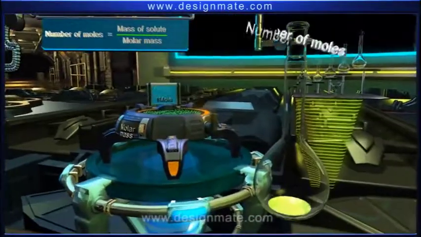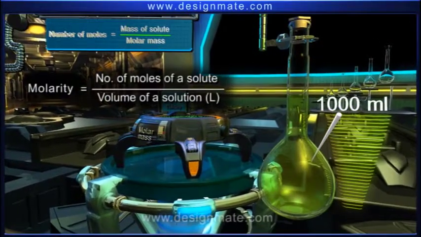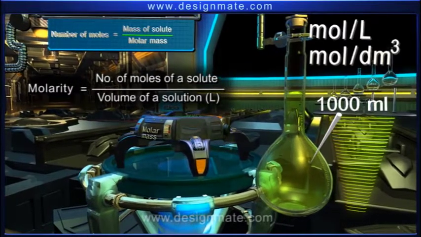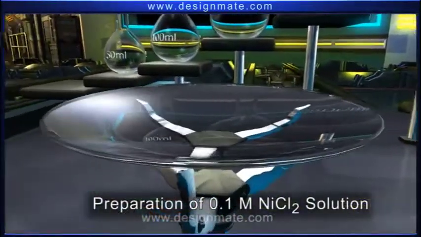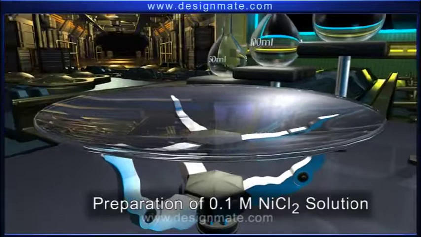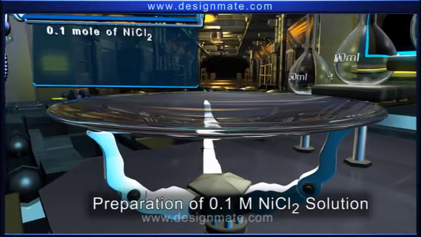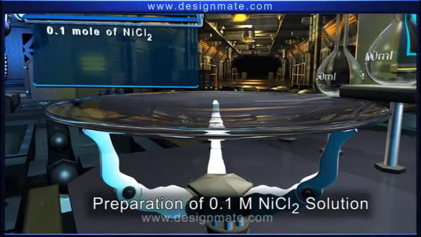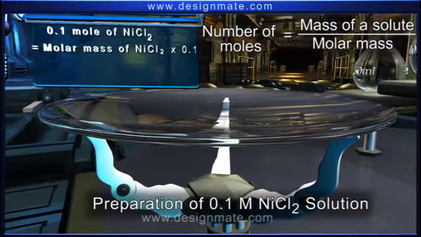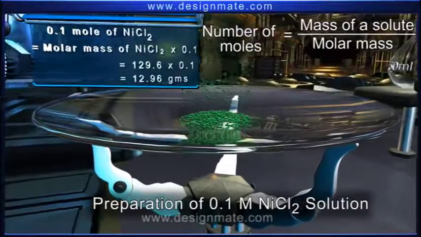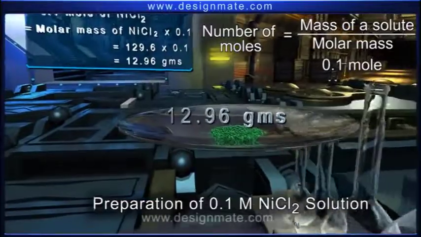The number of moles of a solute present in 1 liter of solution is called its molarity. It is expressed in mole per liter or mole per decimeter cube and is denoted by an uppercase M. Let us prepare 0.1 molar nickel chloride solution to understand the concept. For this, we need to weigh exactly 0.1 moles of NiCl2·6H2O, which is equal to the product of the molar mass of NiCl2·6H2O and 0.1. This is equal to 23.77 grams.